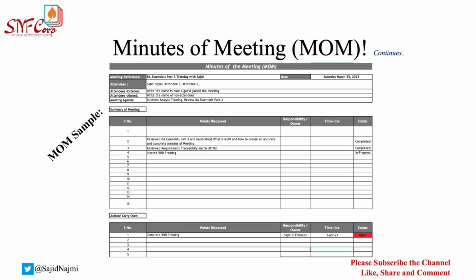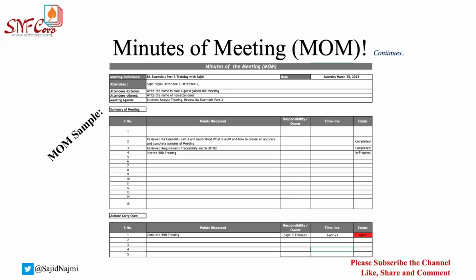It's just a reference. This could be your subject line as well, summary line as well. Probably you can have some numbers as well, whatever works for you. Your company might be using some nomenclatures. You may want to use that or leverage it as well. It's completely open, and unless there's a company compliance, you can write the way that works for you and that makes it easy for everyone to understand. You can write anything. So I have written BA Essentials Part 3 training with Sajid, and the date is today's date I've written here. And then who are the attendees?